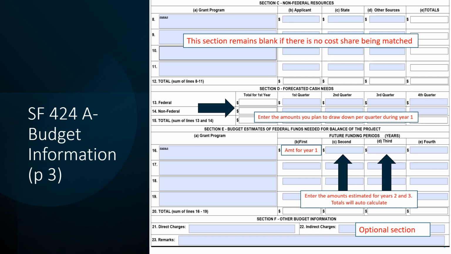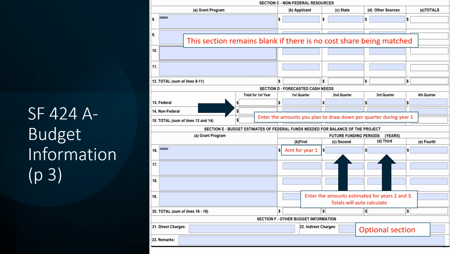So year one's federal share will populate from your prior entries, and then you would just explain how you would spend year one. So for instance, if you said year one you're requesting $100,000, then you're forecasting maybe first quarter you'll spend 25,000, second quarter you'll spend 25,000, third quarter maybe zero, but fourth quarter another 50,000. The forecast cash needs should equal the total for year one.